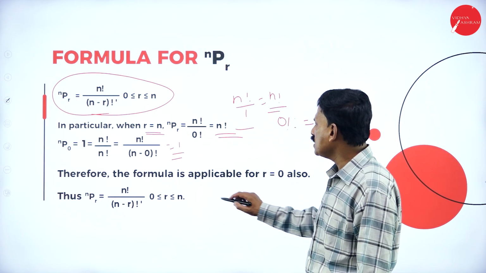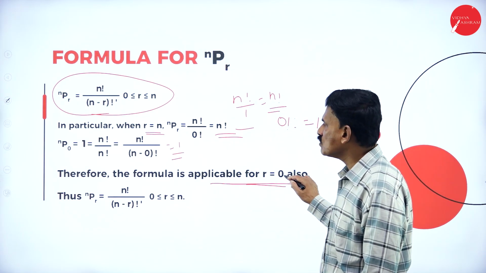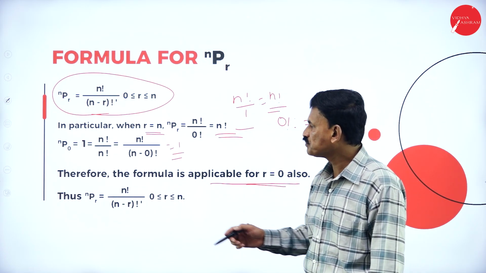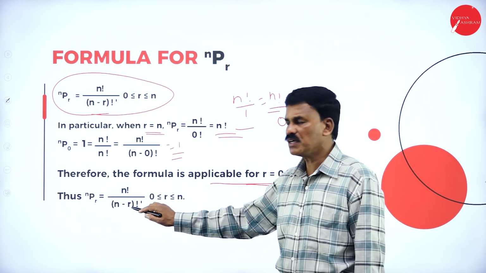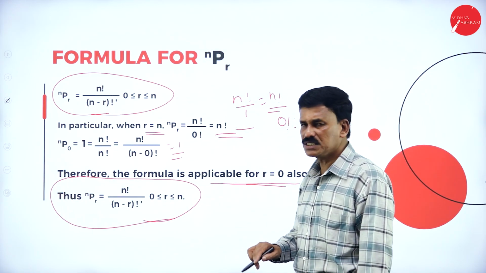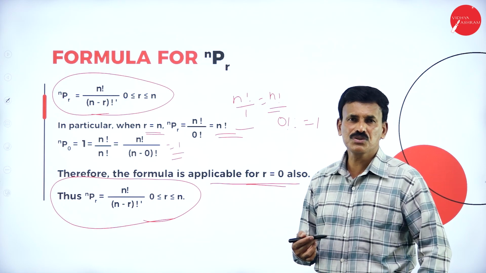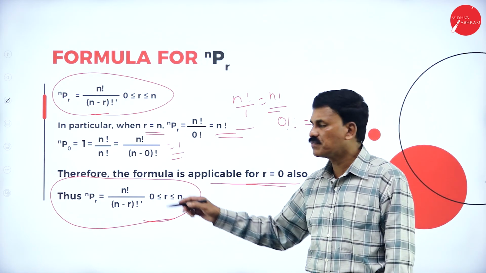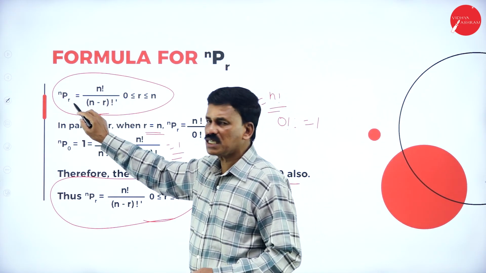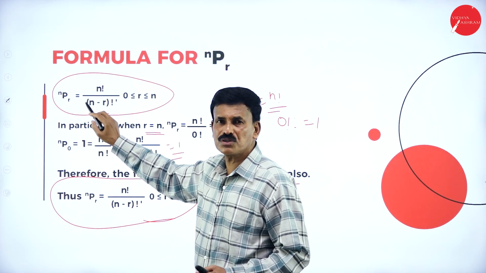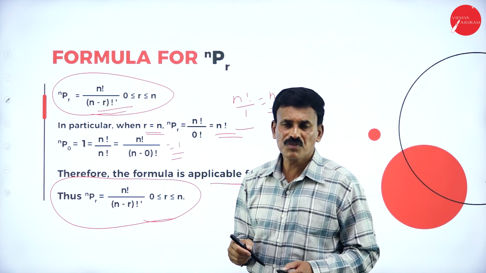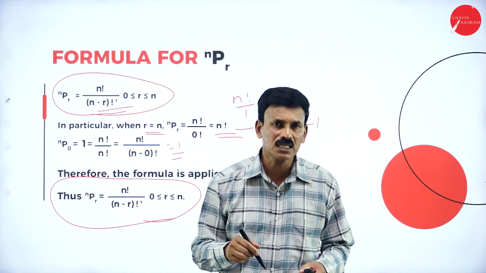Therefore the formula is applicable for r equal to 0 also. This formula is also applicable whenever the value of r is 0. Thus nPr is equal to n factorial divided by n minus r factorial, where r lies between 0 and n. This is the formula which we are going to use to find the permutation of n different things taken r at a time. This is the general formula for a permutation of n different things taken r at a time.